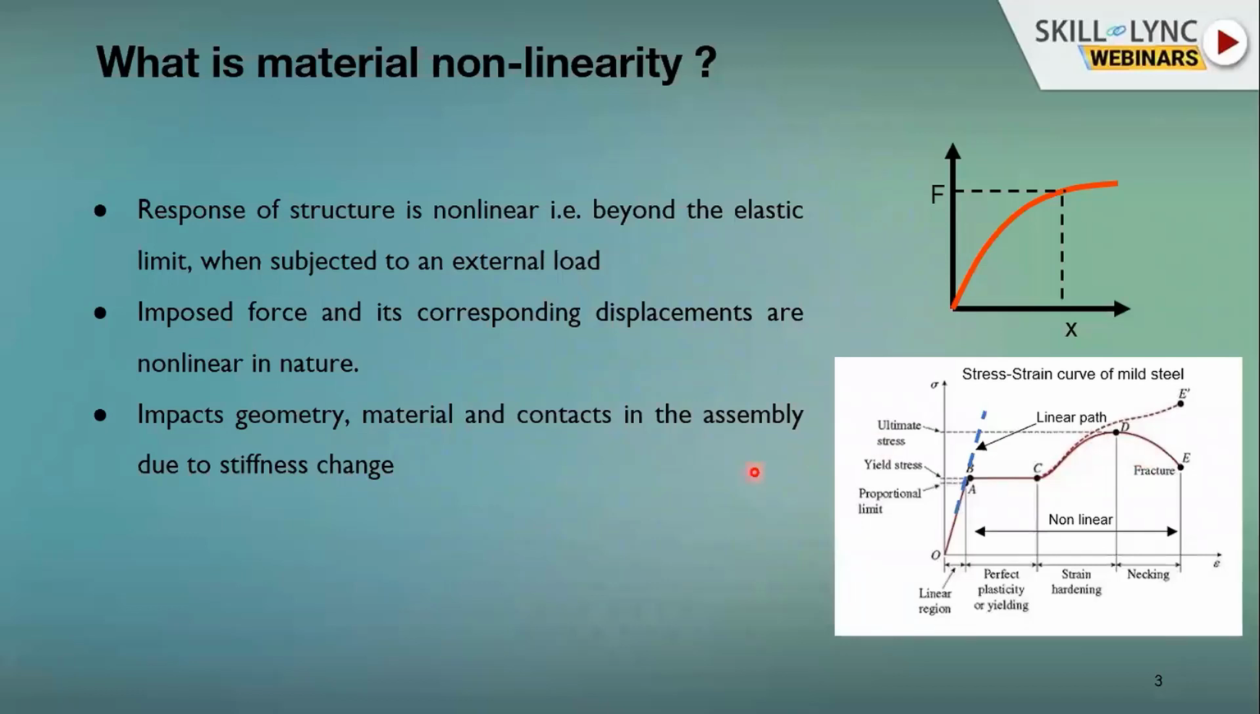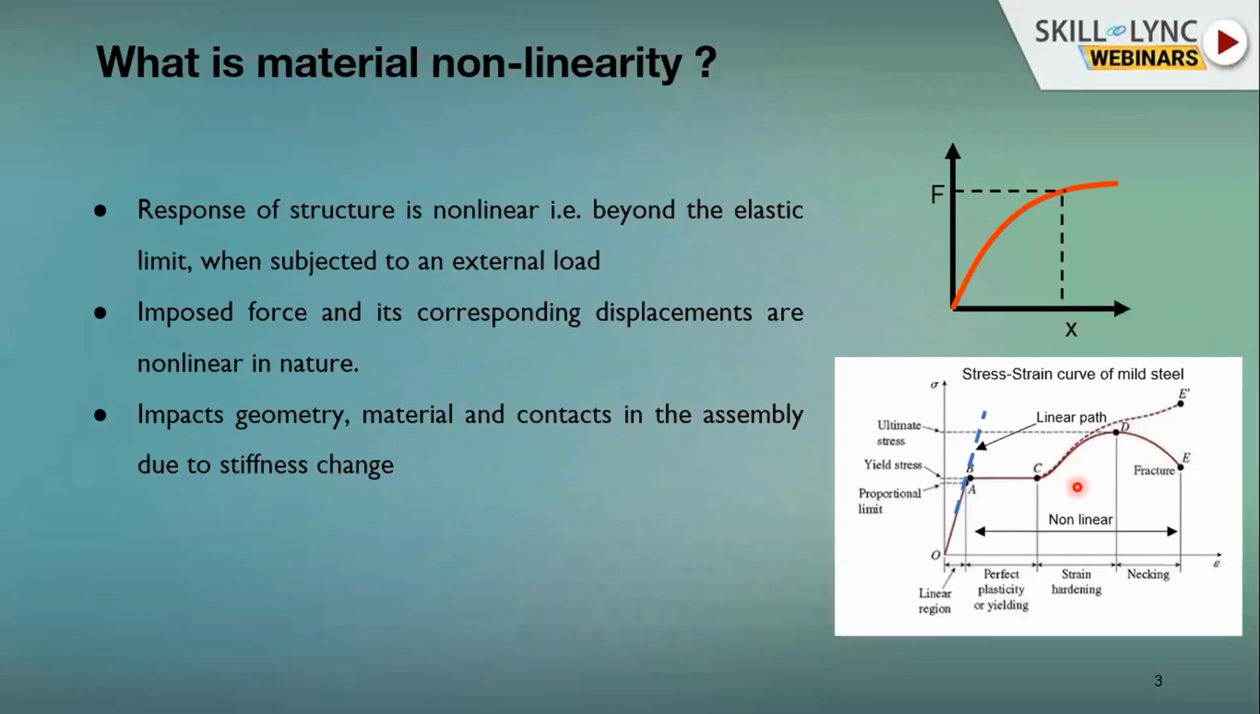So when you subject a particular specimen to an external load, the response of the structure is going to be nonlinear, in the sense that beyond the elastic limit it is no longer going to be linear, as you could see with the blue dotted line. So it is not going to be linear. It is just going to go beyond the yield limit. This is how it behaves, as you could see with the laser pointer on the screen.